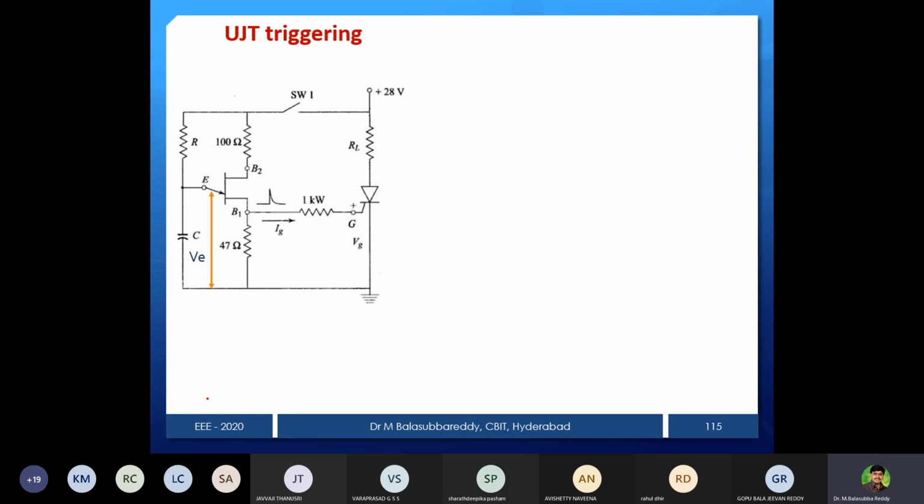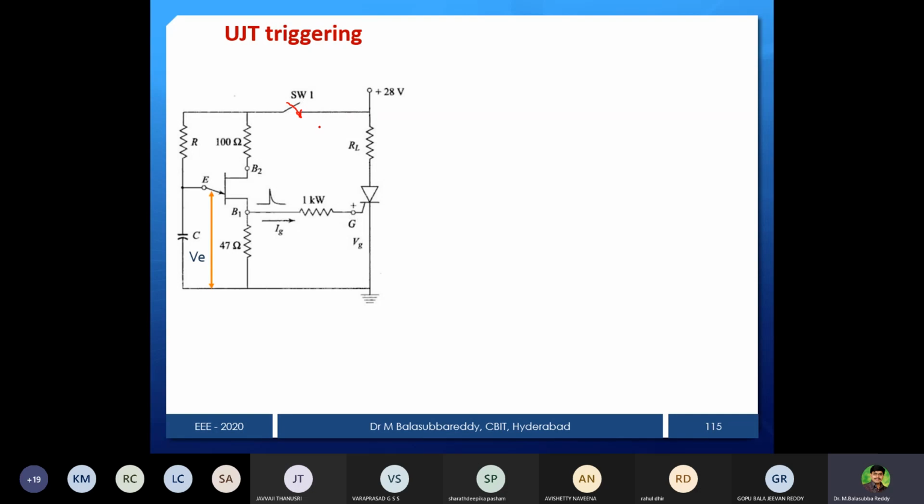You must understand the circuit operation, because this is not only one circuit or two circuits. In each unit you may have plenty of circuits and waveforms. The only thing is, for any circuit, try to understand the operation. Once you know that operation, you can easily draw the waveforms and all these things. Now let SW1 be closed. Then what will happen? Anybody?